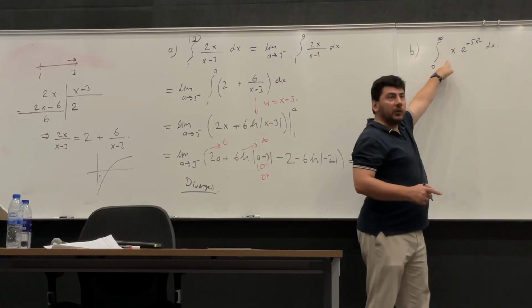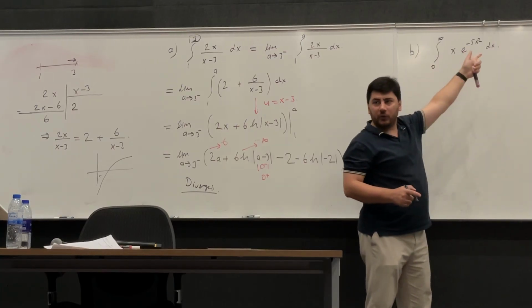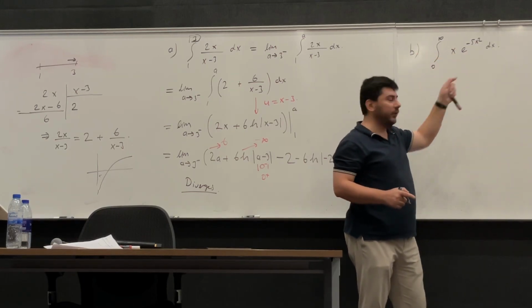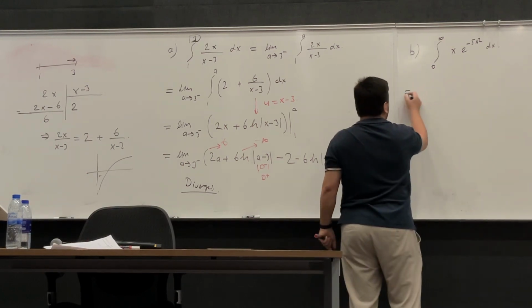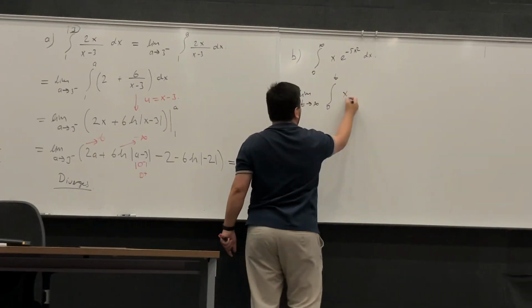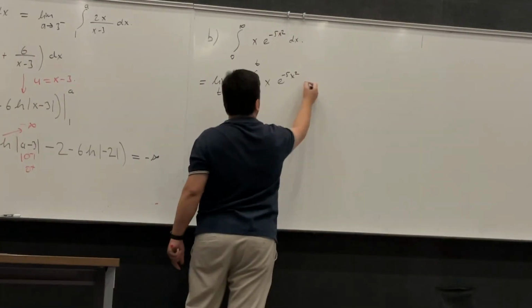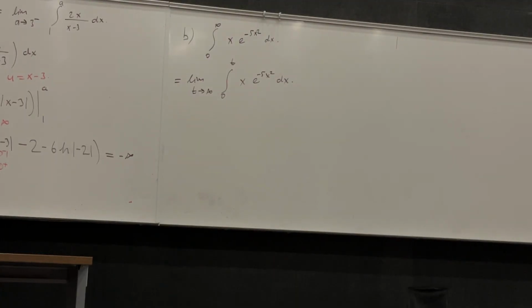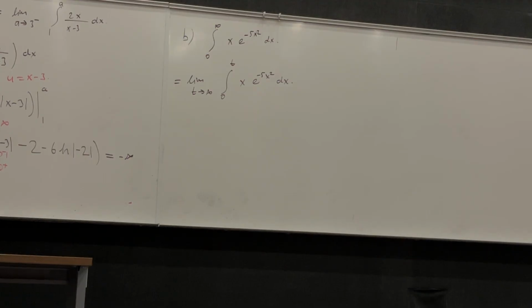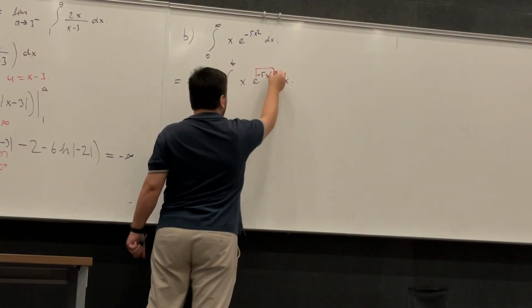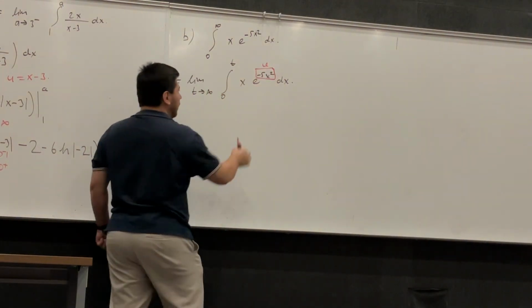Does this have a vertical asymptote? It doesn't have a vertical asymptote, right? So there's only one type of discontinuity, or one type of improper. This is the limit as t goes to infinity of the integral from 0 to t of x e to the power of negative 5x squared. Am I right? Okay, now this is a proper integral, right? Now I can deal with this. What am I going to do? Use substitution. Very good. Integration by parts is going to work, but the u substitution is easier.